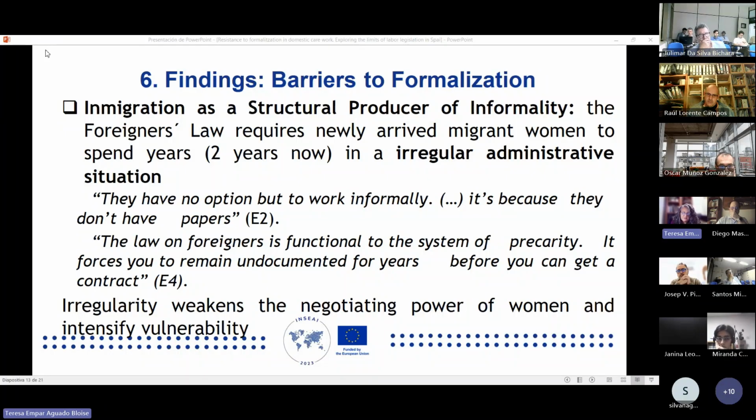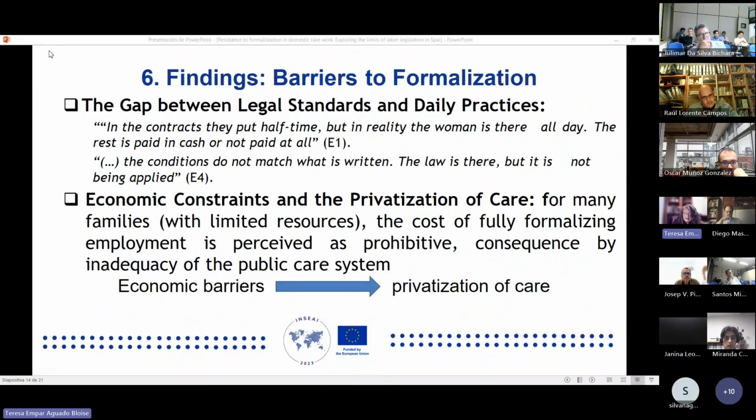As one participant explained, they have no option but to work informally. It's because they don't have papers. Another interviewee added, the law on foreigners is functional to precarity. Administrative delays further intensify this vulnerability. Applications can take many months, during which women cannot access formal employment.